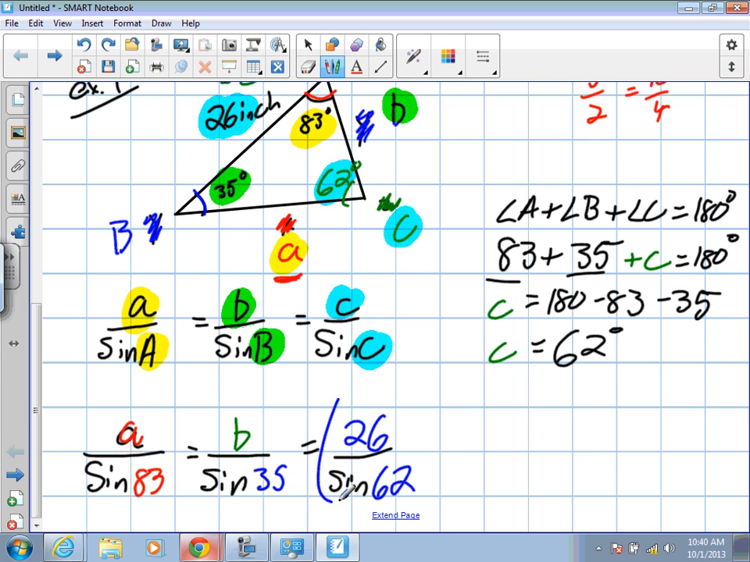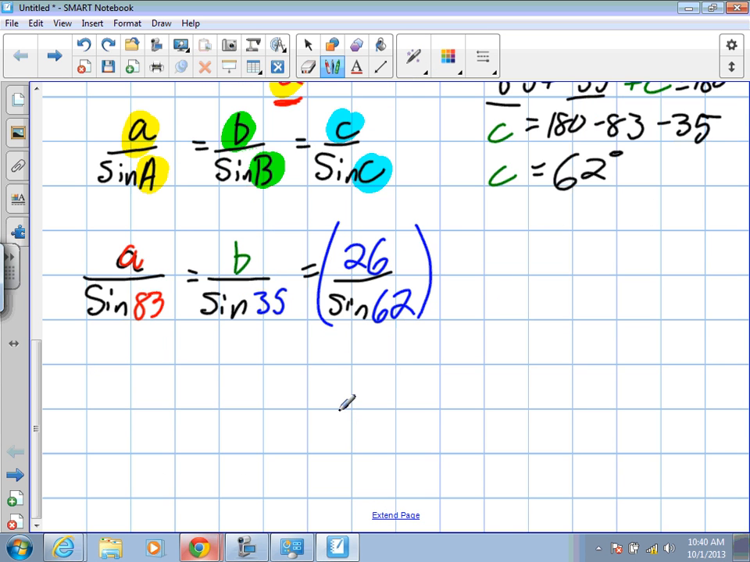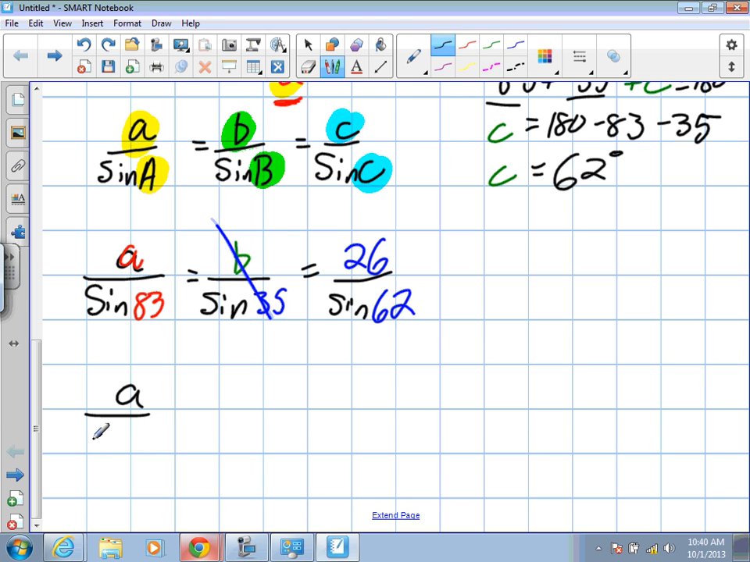Now what's the goal? What were we trying to find? A. Okay. So I need to use the ratio where we're looking for something. In other words, the one in the middle, B, is irrelevant for what we're doing, so we can just drop it off. We don't need it. We're just going to take it away so it's simpler for us to work with. We're going to set A divided by sine 83 equal to 26 over sine 62. Okay.